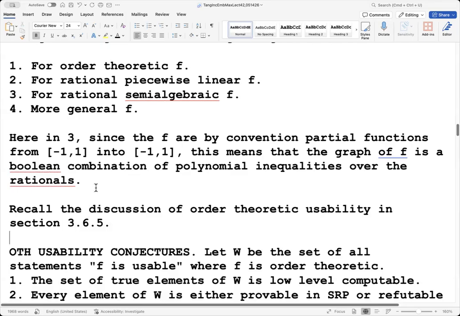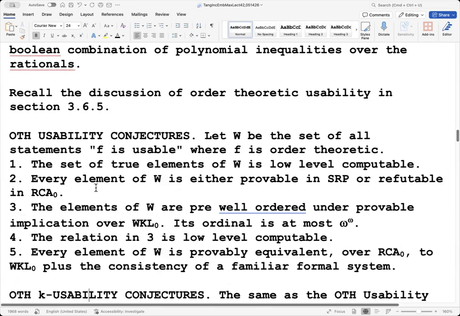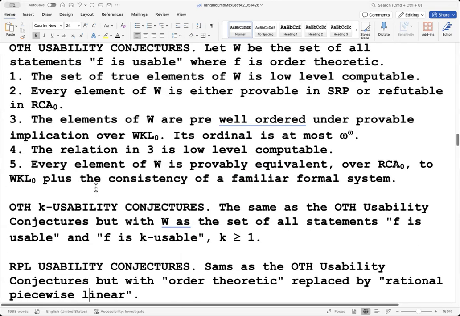So here's the usability conjectures. Let W be the set of all statements F is usable, where F is order theoretic. The set of true sentences in this class is low-level computable. That is, you can really figure out which ones are correct and which ones aren't. That every element of this class is either provable in SRP or refutable in RCA naught.